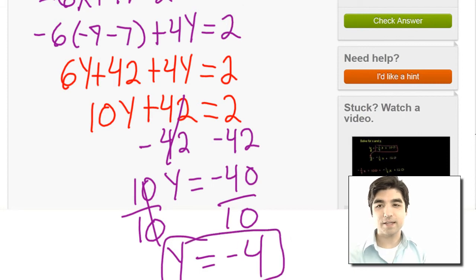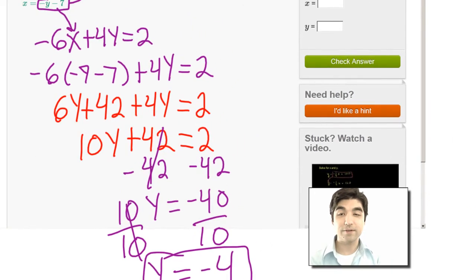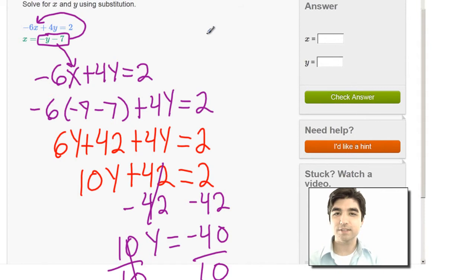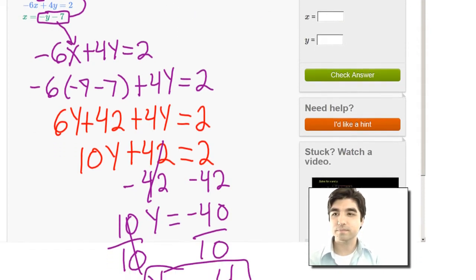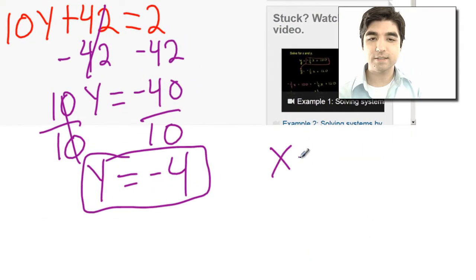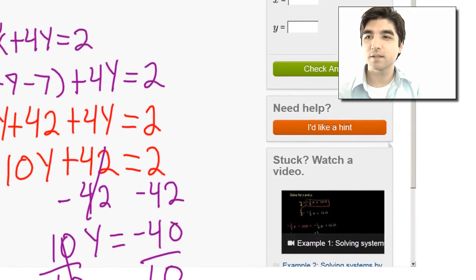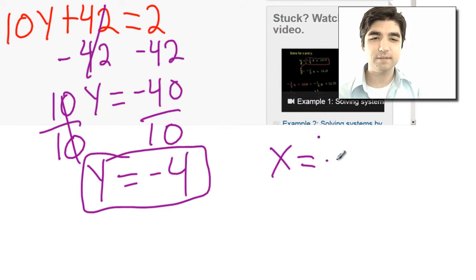Okay, then we take this negative 4 and we need to plug it back into one of the equations. So let's do it for, oh my gosh, x equals negative 7 minus 7. Whoops. Back it up. Sorry, my brain's getting tired.